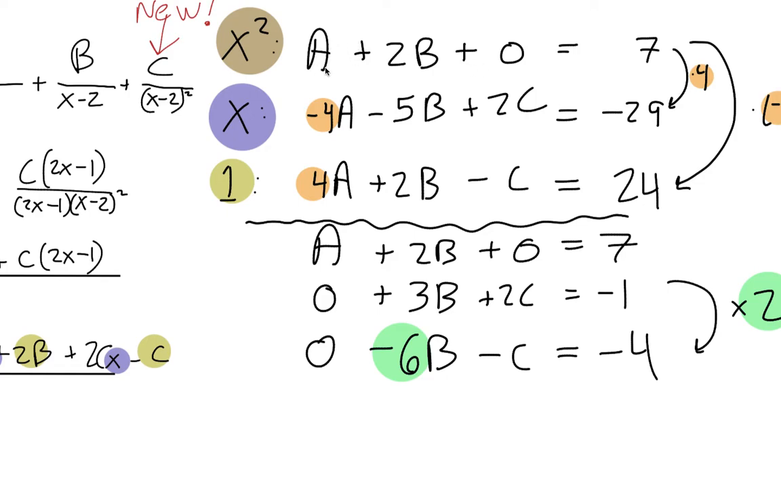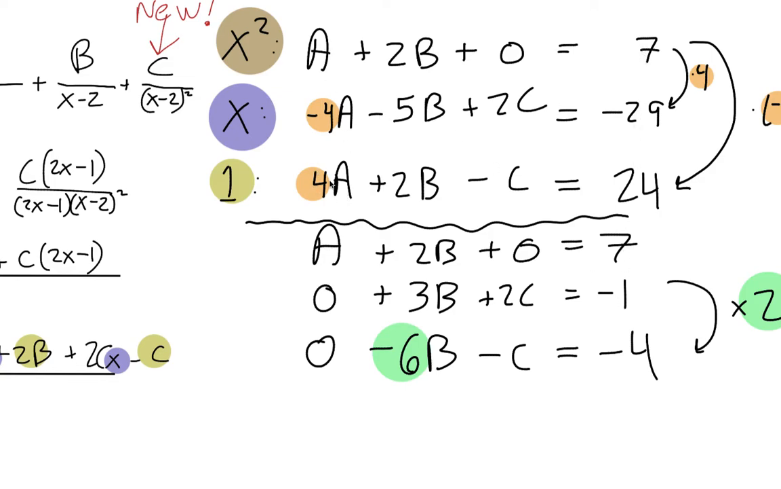Convenient that a is already here. It's not like 5a or something, it's just a. So we're going to use that to eliminate these 2 terms and bring them to 0. I see the negative 4, so I multiply the entire top equation by positive 4. 2b times 4 is 8b. 8b plus negative 5b is positive 3b. 0 times 4 is 0, plus 2c is 2c. 7 times 4 is 28, plus negative 29 is negative 1.